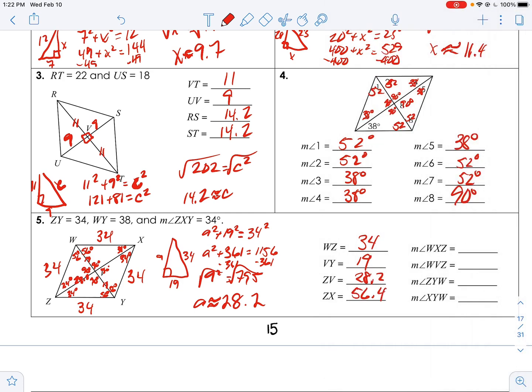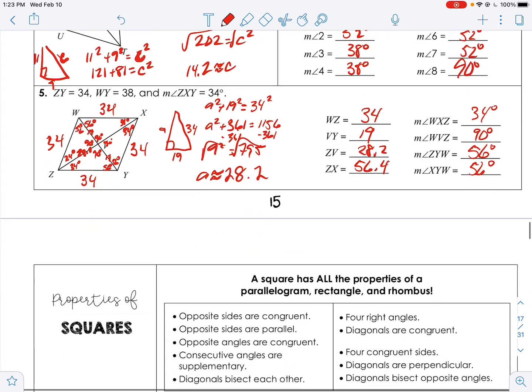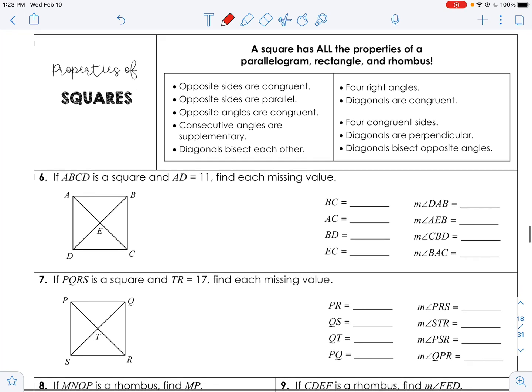56.4. Angle measured WXZ. Didn't they just tell us ZX? Oh, they did. So 34. And WV, doesn't matter, it's going to be 90. And ZYW is 56. That's how we figured it out to be. Yep. And XYW is also 56. There you go. All of the parts.